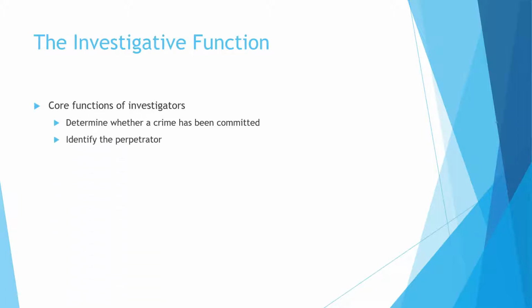Secondly, we may need to identify the perpetrator. Maybe they're still at the scene, they're right in front of us. Maybe we've even observed them commit the offense. But if we don't have that, then we need to identify who did it. So if we determine there is a need for further investigation, that there might have been a crime, okay, now we have to find out who did it if we don't know.